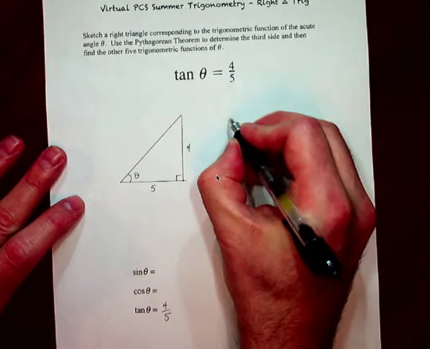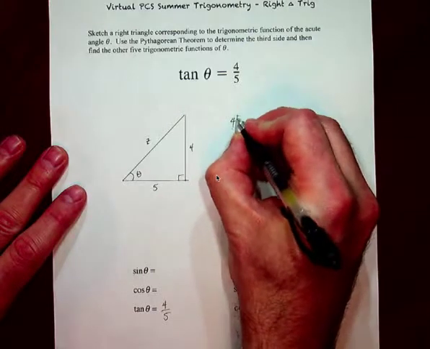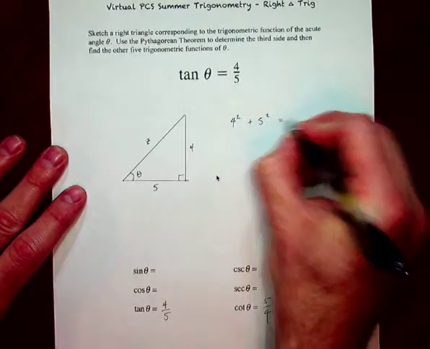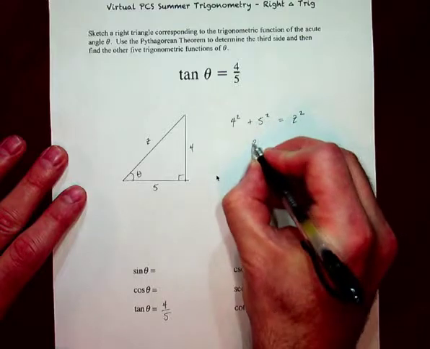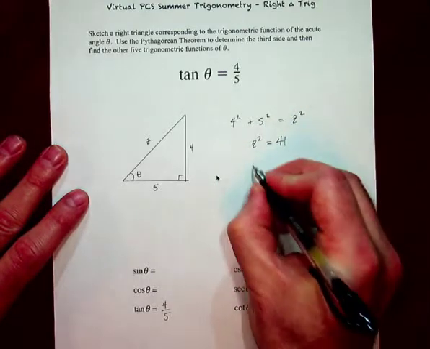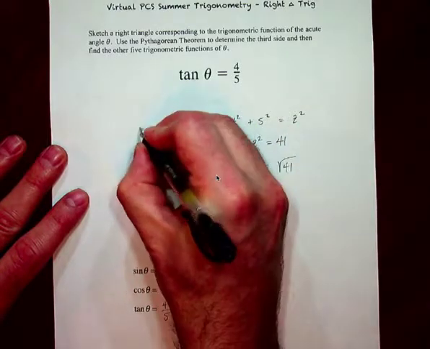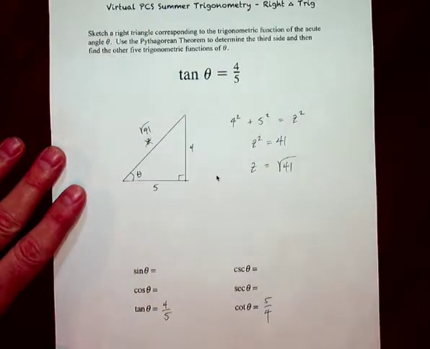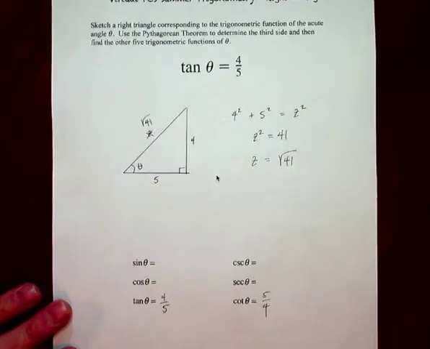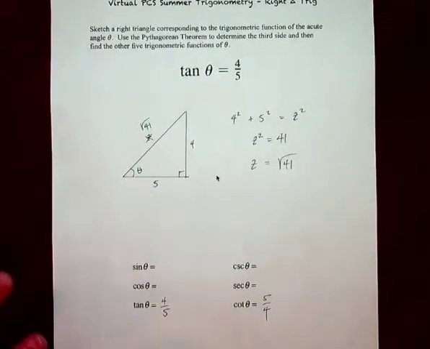This actually becomes, and we'll call this z for lack of a better name, 4 squared plus 5 squared is equal to z squared, and z squared is equal to 16 plus 25, which is 41, and therefore z is equal to the square root of 41. And so we can scratch out the z and make it the square root of 41. Now that we have all 3 sides, it should be a relatively straightforward affair in terms of discerning all of these based upon the ratios that define them.